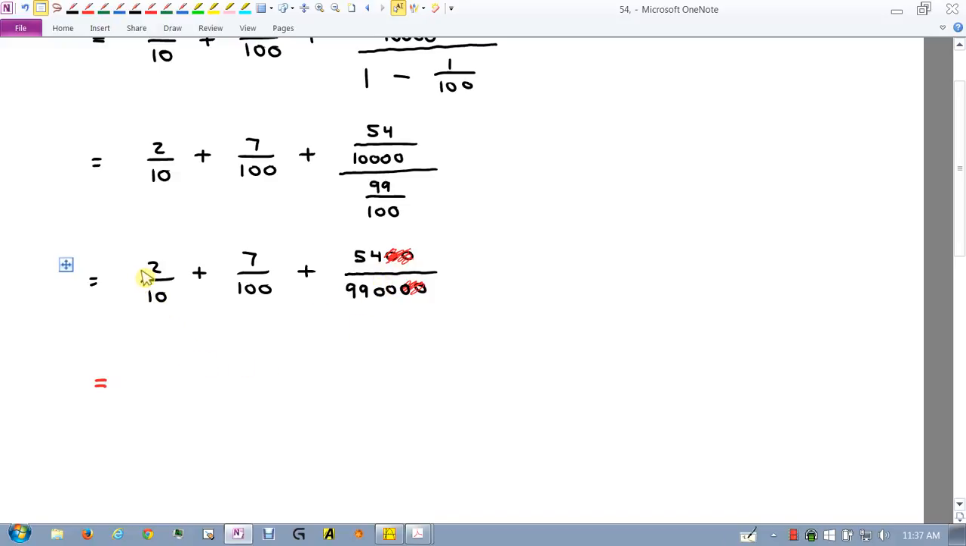What's 2 times 990? Okay. Was it 1980? And then plus, so I'm going to have a common denominator, so I'm not going to write the denominator here. I have to multiply this one times what? 99. What's 7 times 99? 693, that's what I thought. All right, 693 over the common denominator, and then plus 54 over the common denominator.